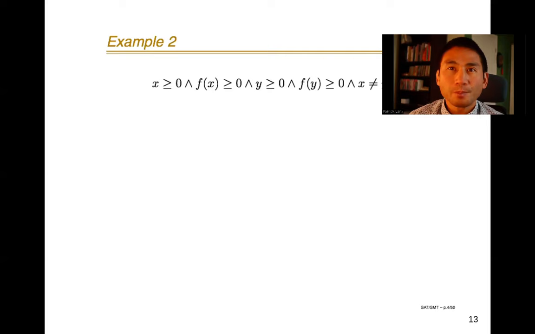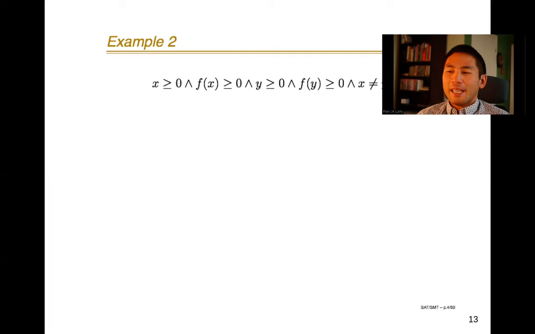So here's another example, and this one has inequalities. We have x is greater than or equal to 0, and f of x is greater than or equal to 0, and y is greater than or equal to 0, and f of y is greater than or equal to 0, and x is not equal to y. So once again, the question is, can we find a model for this formula? Is there an f, and is there a value for x, and is there a value for y that makes this true?